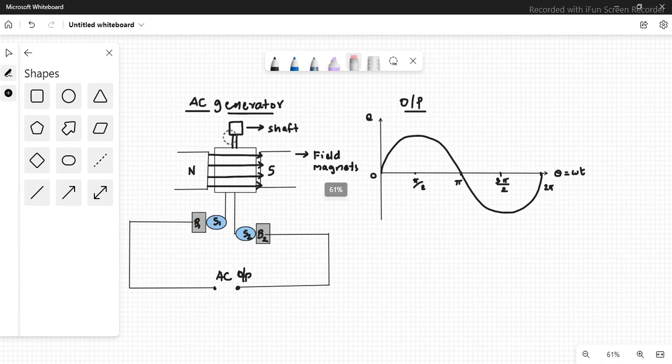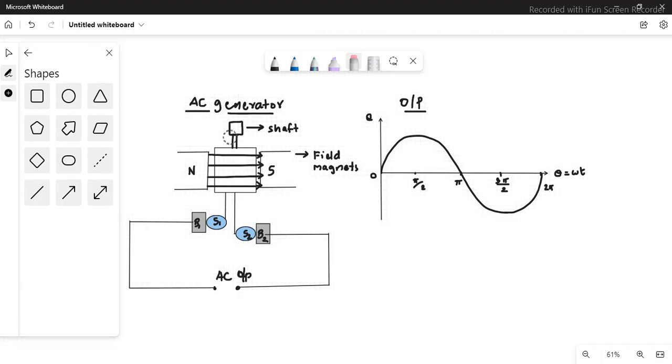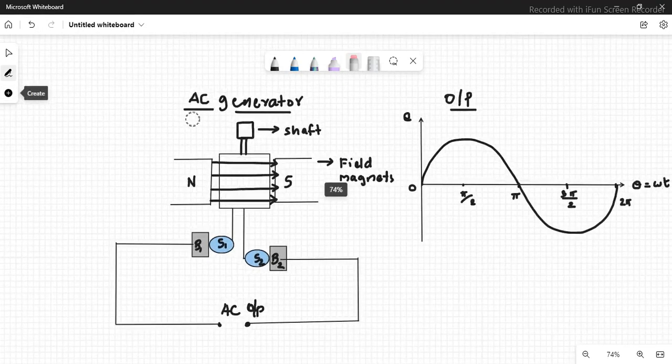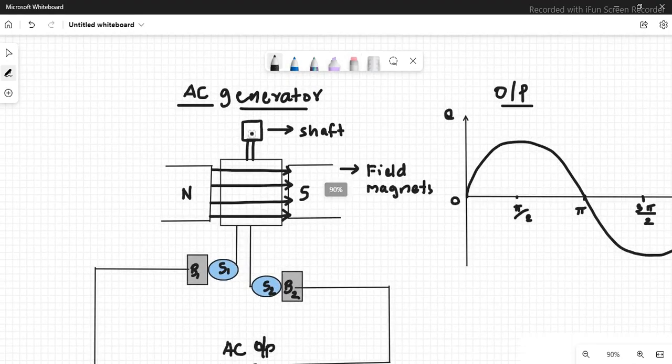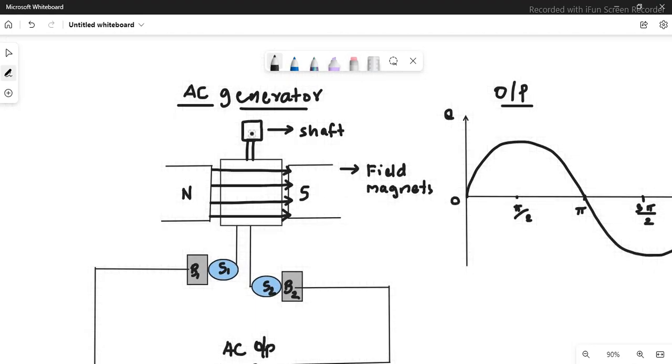Today, let's discuss a very interesting device, the AC generator. You know that an AC generator is a device which converts mechanical energy into electrical energy. You might have seen AC generators or AC motors in small toy cars and especially in cycle dynamos. So, in this session, let's study the theory, working principle and the diagram of this AC generator.